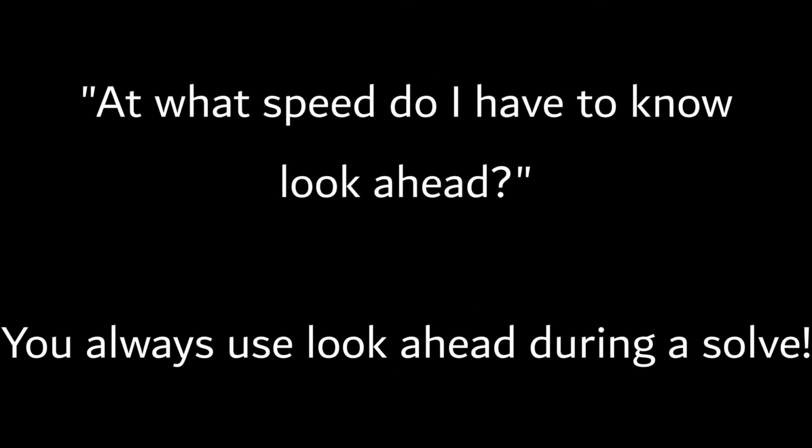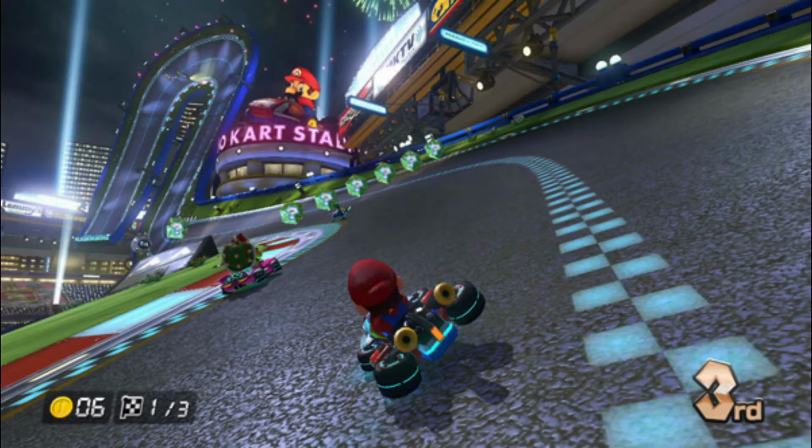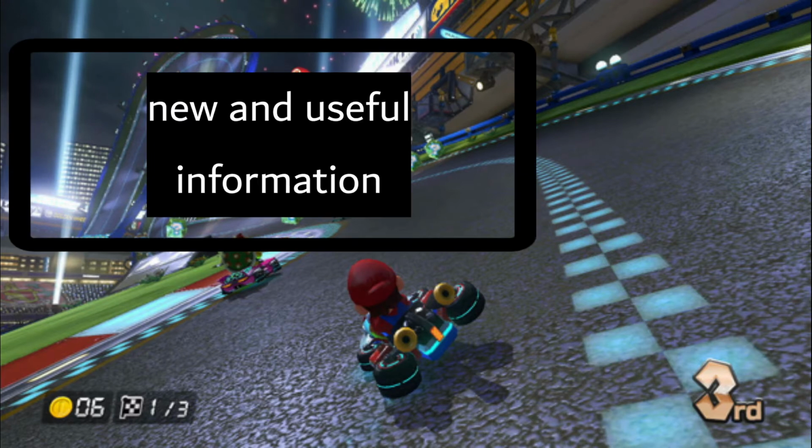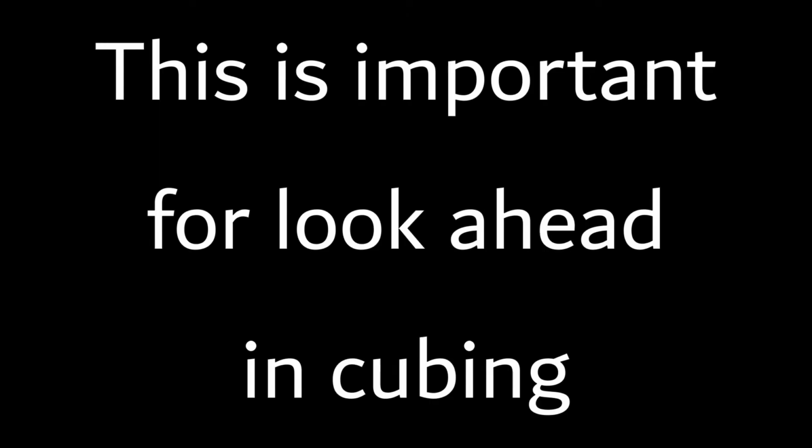Technically, you've been using look ahead every single time you solve a cube. Otherwise, there would be an abrupt and long pause after every step of your solve. So how can you improve your look ahead abilities? Let's go back to the Mario Kart example. It made most sense to look here because that was the place that gave you the most information, but also because this part and this part don't give you any new information, and that's very important.